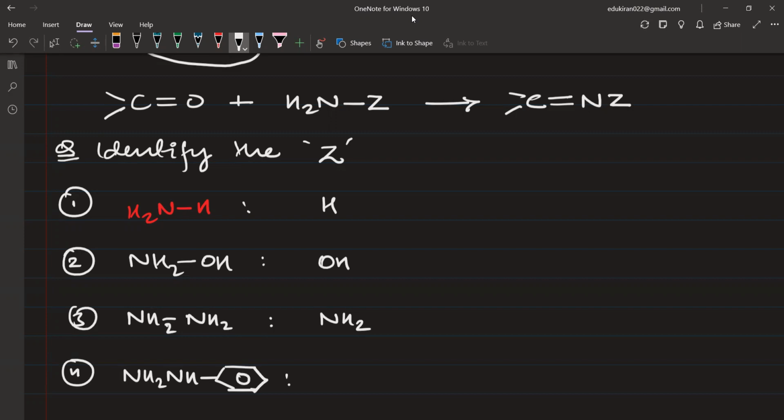What is the Z here? NH2 with benzene. Not NH2, NH with benzene.